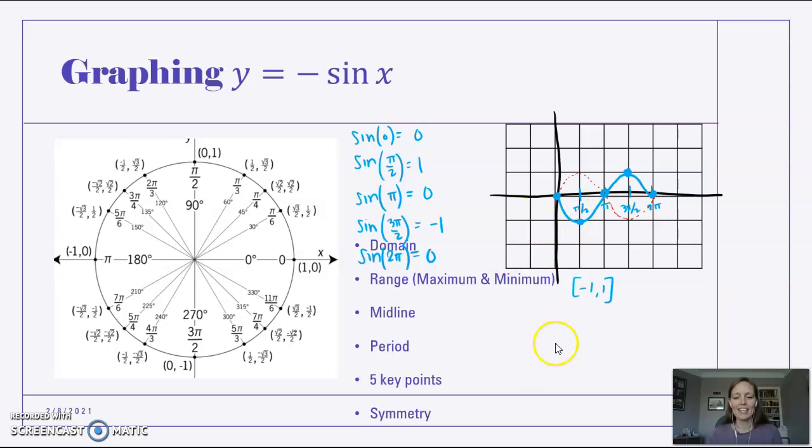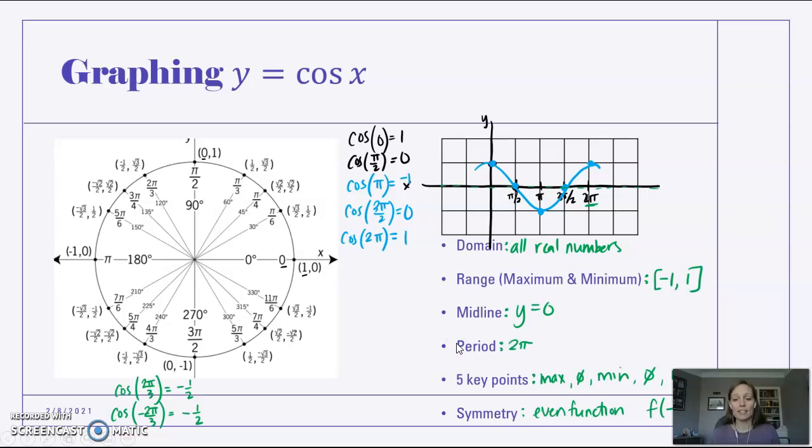Sorry about that. So as I was stating, the range doesn't change by putting a negative in the front. We can still see that the minimum is still -1 and the maximum is still a +1. The midline and the period all stay the same. The only difference is that those 5 key points take a different place because you're multiplying by a negative.